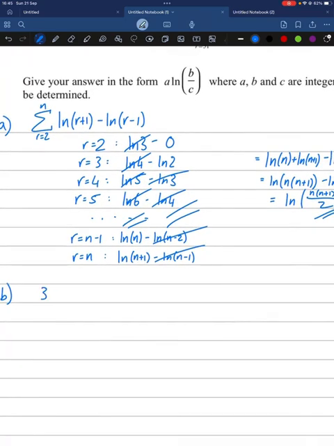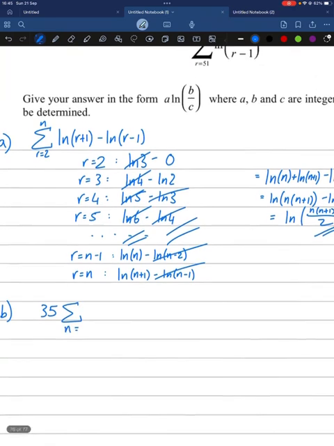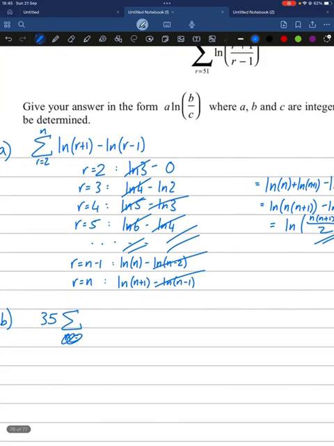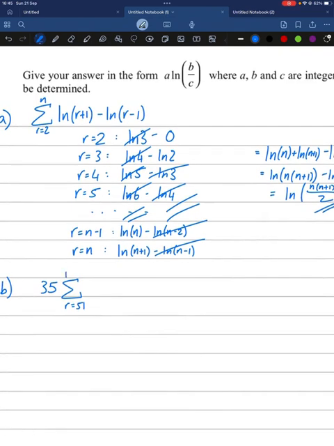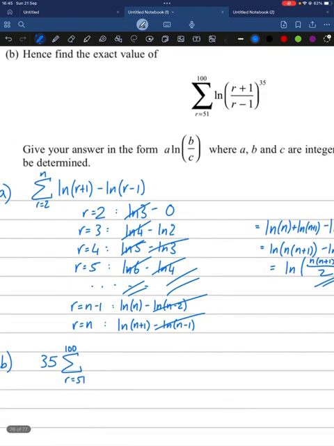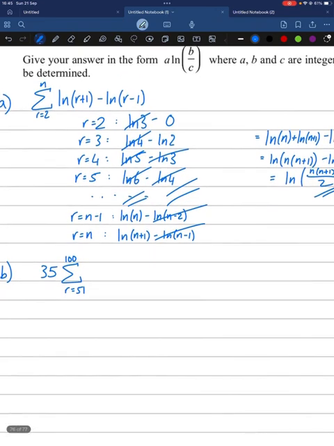So what we're going to get is 35 lots of the sum from r equals 51 to 100 of ln of r plus 1 over r minus 1.